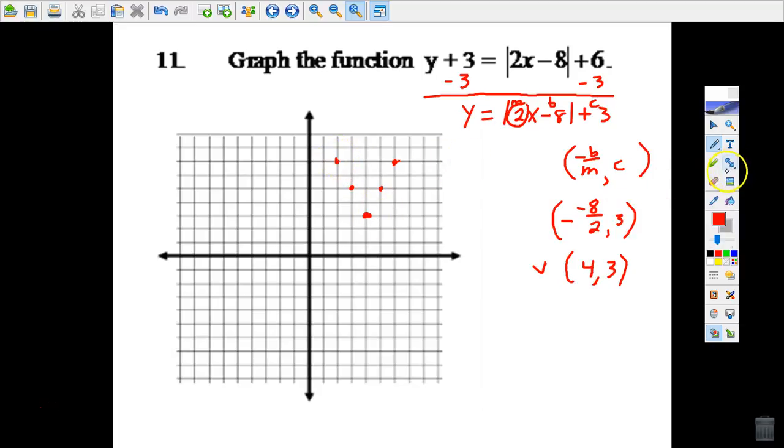Alright, and this will be my V shape. And that's the answer to number 11. So study that formula. Make sure you understand how to find the vertex, and don't forget to look at the number in front of x as the slope for both of the lines that come out of the vertex. One positive and one negative.